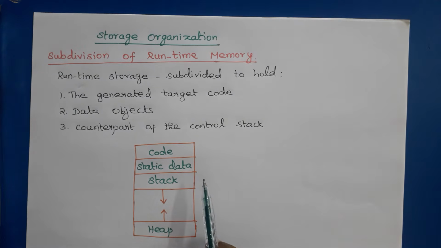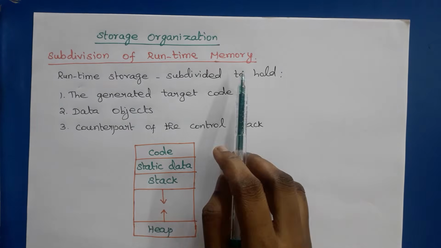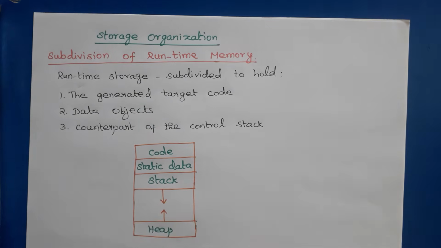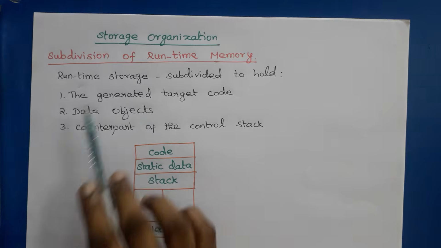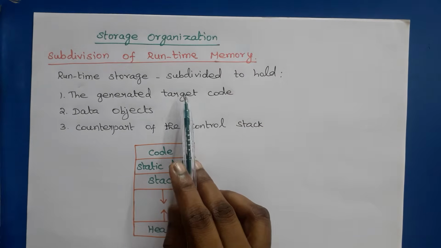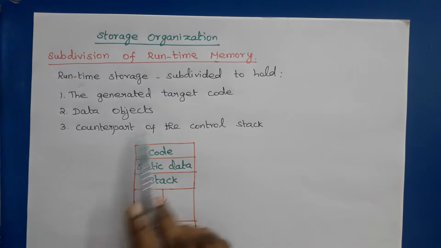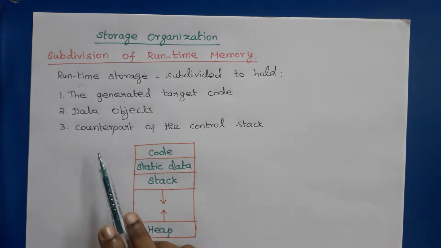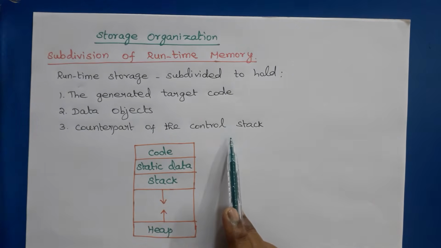Hello all, in this video we are going to discuss storage organization. First one is subdivision of runtime memory. The compiler gets a block of storage from the operating system in order to execute the compiled program. So this runtime storage is subdivided into parts to hold information such as the generated target code, data objects, and a counterpart of the control stack.